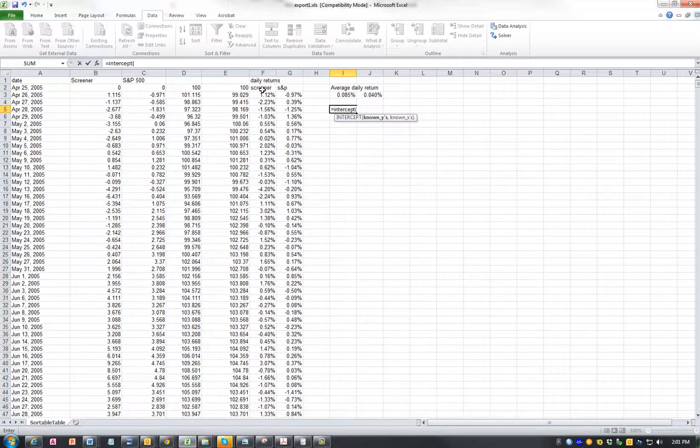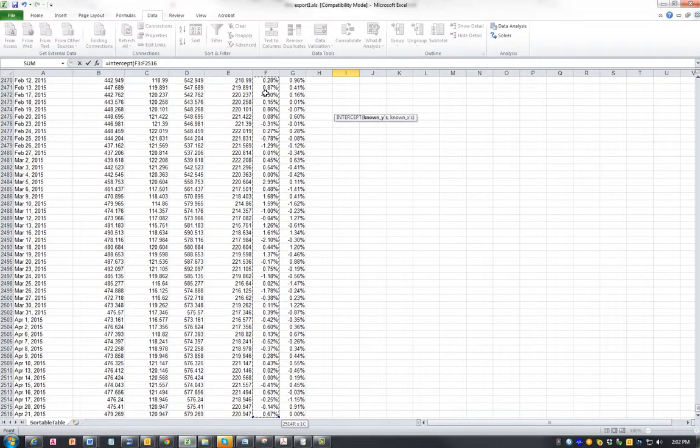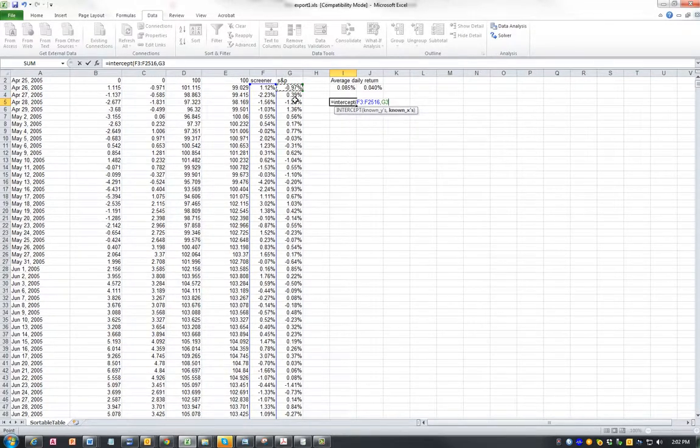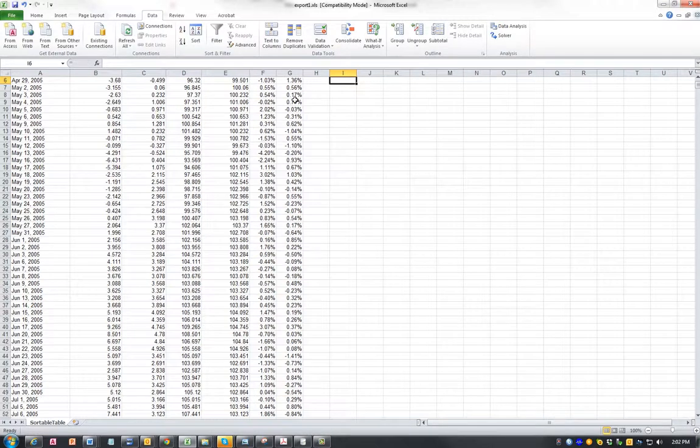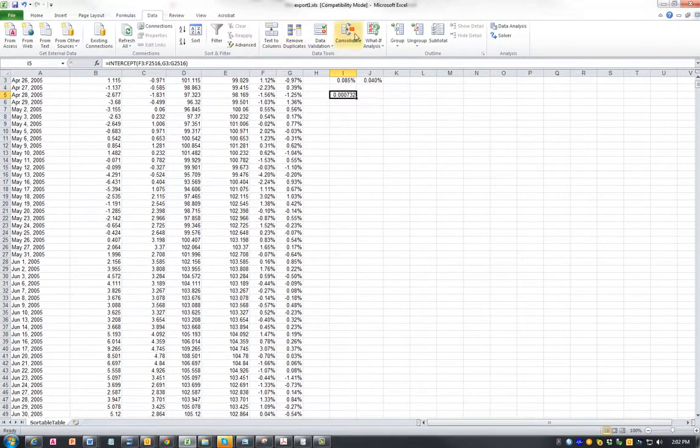Now technically you're going to want to subtract the risk-free rate from these returns. Given the risk-free rate doesn't vary that much, it's not the biggest of deals not to do that. A bigger deal is actually that we're using daily returns, and I'll come to that in a minute. So once you've entered your known y's, I've just selected that whole row, you will enter your known x's, which are going to be the market returns, and then you'll just hit enter, and there you have it.